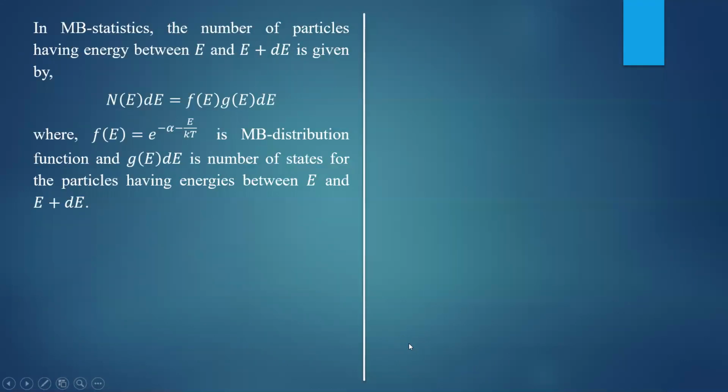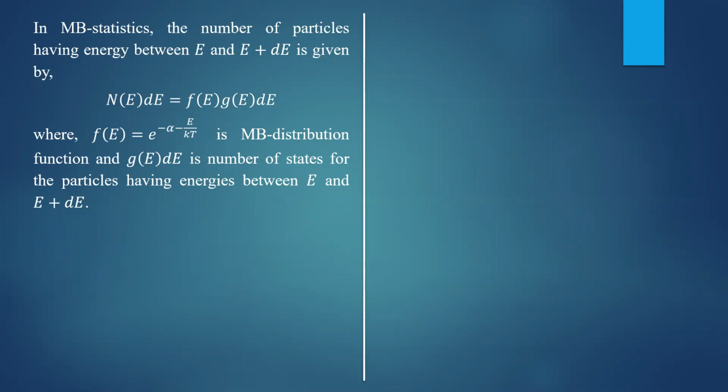In MB statistics, the number of particles having energy between E and E plus dE is given by N(E) dE equal to the distribution function f(E) into the density of states g(E) into dE. This expression holds good for every system. Always remember, if you want to find out the number of particles in a system, it is always equal to the product of the distribution function and the density of states. Distribution function into density of states gives you the total number of particles present in the system in the range of energy dE.